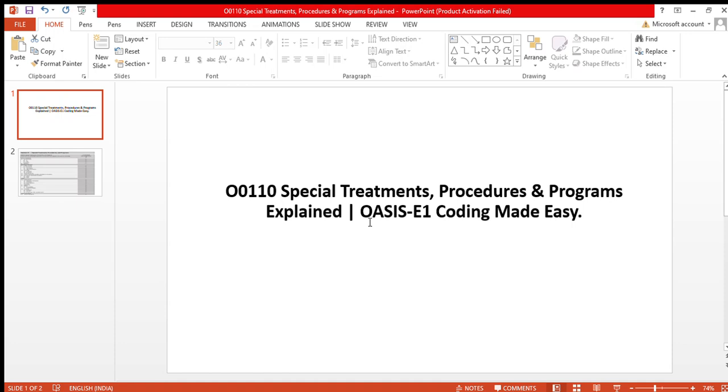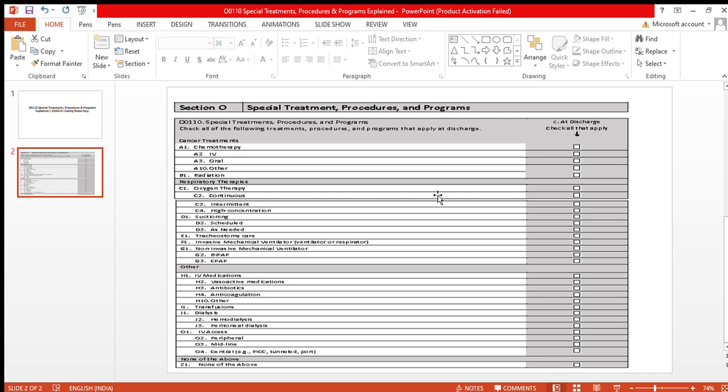O0110 Special Treatment Procedure and Program. Now let's review O0110, which captures special treatment, procedure, and program patient receiving at the time of OASIS assessment. This item helps to identify patients with more complex care needs.